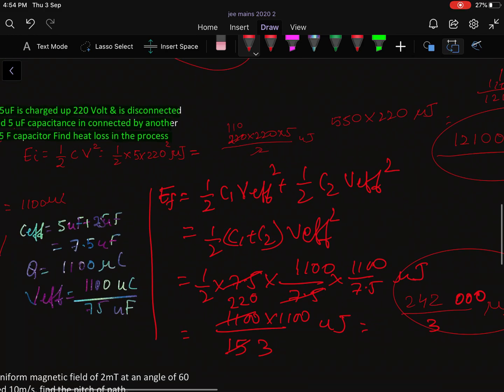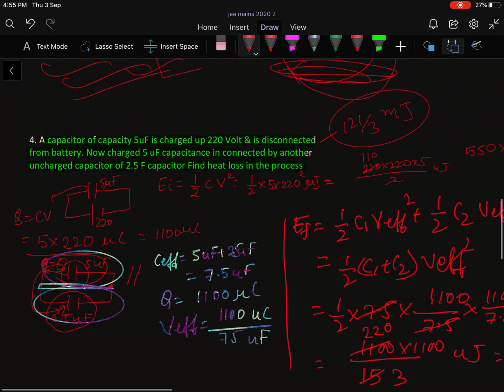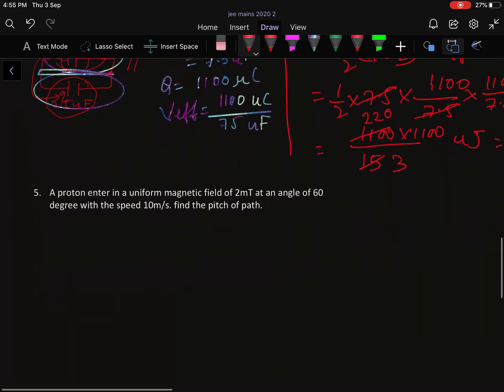So for this question the answer will be 121 divided by 3 millijoule, and this was in the options. I haven't tried all the options because I am just solving it for you. You must learn it rather than memorizing the options or anything.